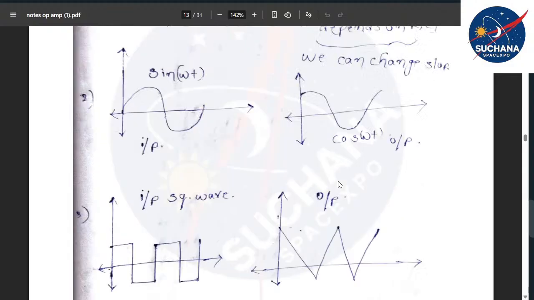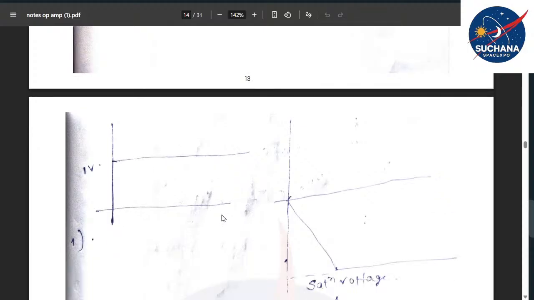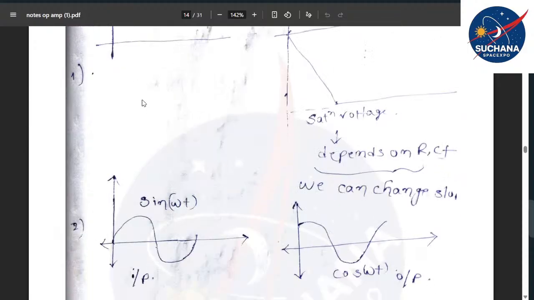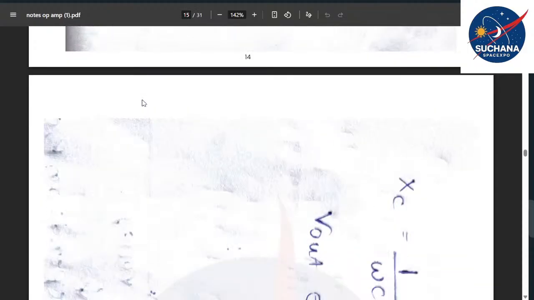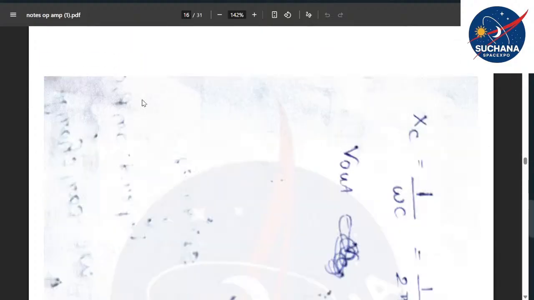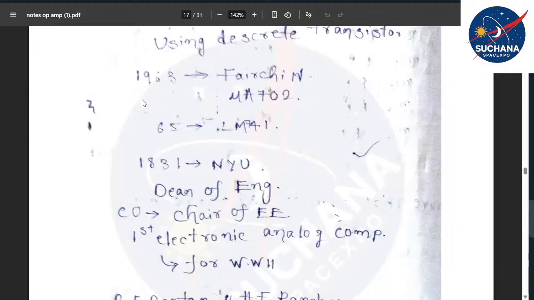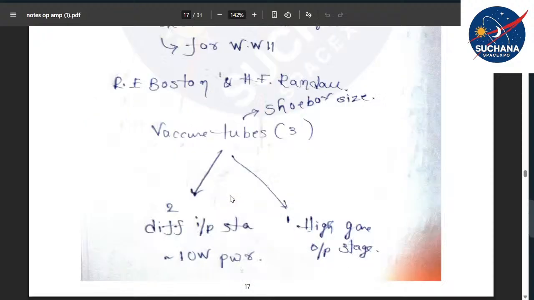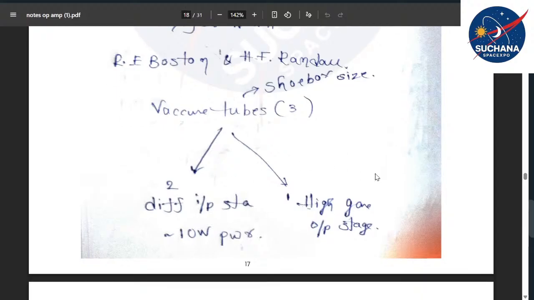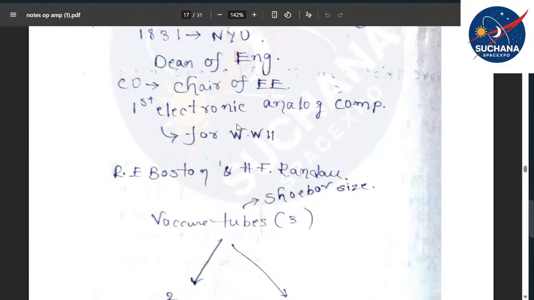I think this is the parameter we discussed yesterday: slew rate. Slew rate is one important parameter of an op-amp which indicates how fast an op-amp responds to the given input. Yesterday we discussed the theoretical part related to slew rate, but we haven't gone through the graphical analysis, what kind of input you are giving and what kind of output you are getting. We will do that graphical analysis today.